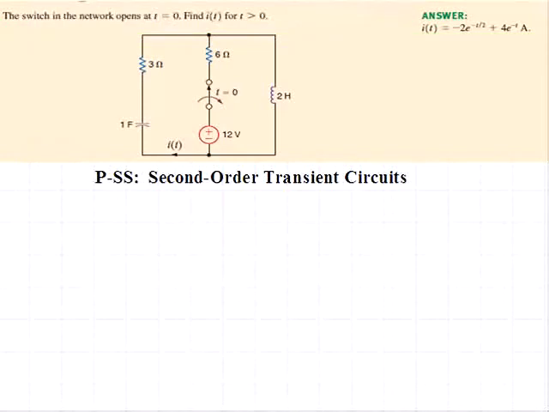This is Learning Assessment Problem 714. In this problem we have a second-order transient circuit caused by the switch opening at time 0. The problem-solving strategy here will be that of second-order transient circuits. We are requested to determine the current I of t for time greater than 0. That is the current flowing into the capacitance.